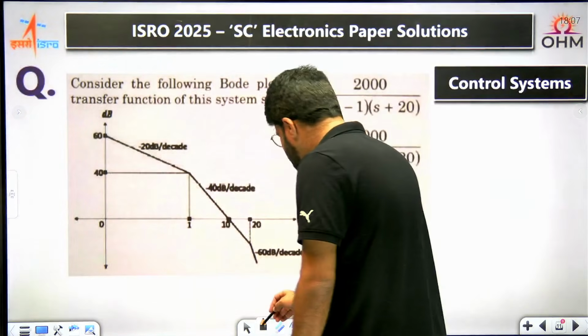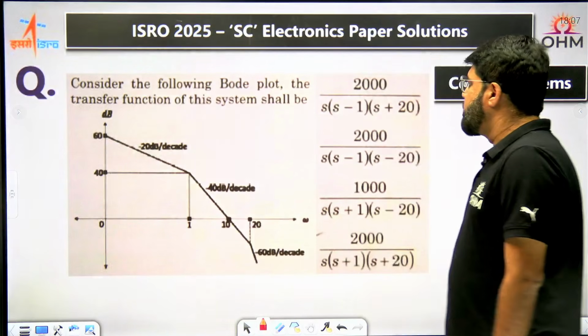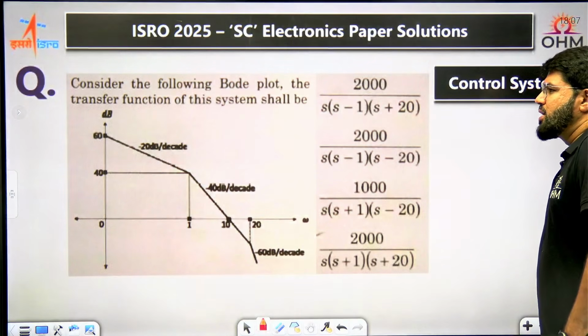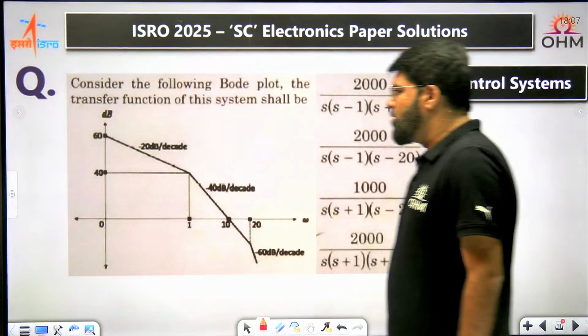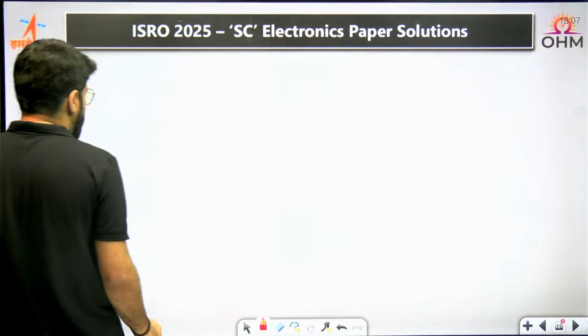Okay, Bode plot, easy one only. The following Bode plot is given. The transfer function of the system shall be how much? Now look into this. Okay, look into this much.